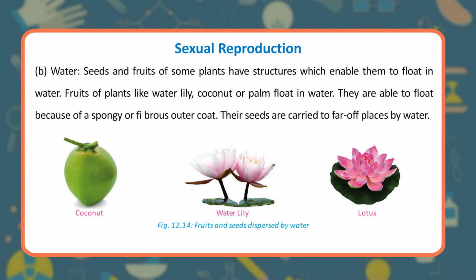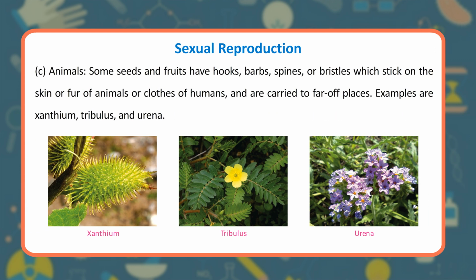Water. Seeds and fruits of some plants have structures which enable them to float in water. Fruits of plants like water lily, coconut or palm float in water. They are able to float because of a spongy or fibrous outer coat. Their seeds are carried to far-off places by water. Coconut, water lily, lotus.